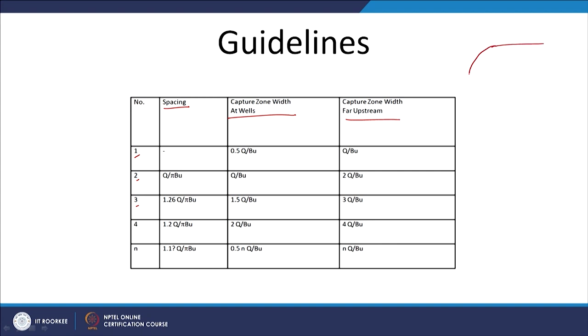What do we have here? If this is the flow pattern that is going to be captured by, let us say, two wells, we have the spacing between the two wells, from this table again, from that particular literature, we have capture zone width at the wells. So, we have this particular width, and we also have capture zone width at far upstream. It will also give you an idea about this distance too. But again, that is not mentioned in these guidelines, but it is available in the source literature there. So, then we moved on to looking at design.